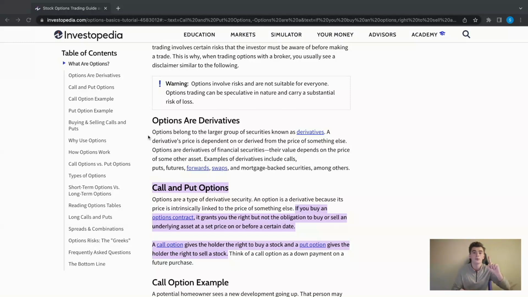In the next video, we are going to be going over an actual options chain to go over what the strike prices are, what the at the money, in the money, and out of the money contracts mean, delta, gamma, theta, vega, and implied volatility, so you guys actually know how to read an options chain.